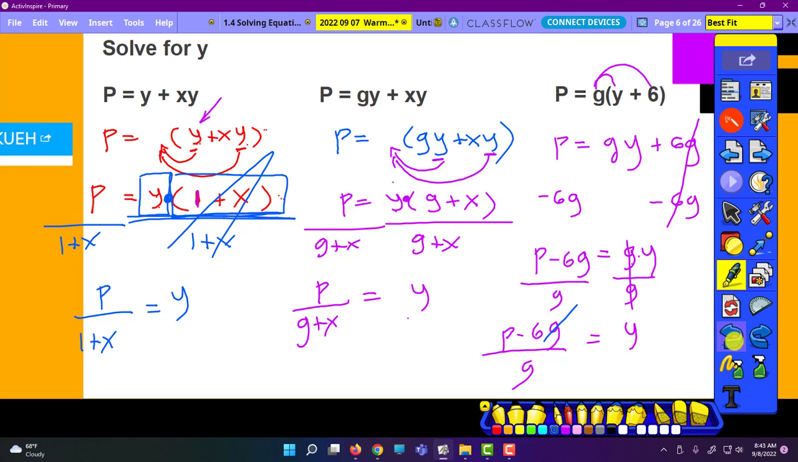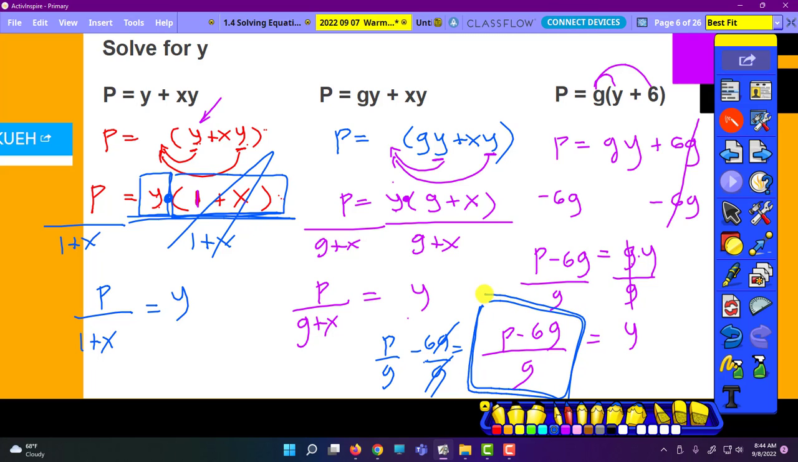If you would like to simplify, it will look like this. P over g minus 6g over g, and then you can cancel this one. Okay? So if you don't have this as an option, p minus 6g over g, then try to check if you have this, p over g minus 6. So when you simplify an expression with a denominator, you have to divide both terms, p by g, and then the minus 6g by g, and try to simplify. Again, if you don't have this as an option, okay, then try to look for p over g minus 6.